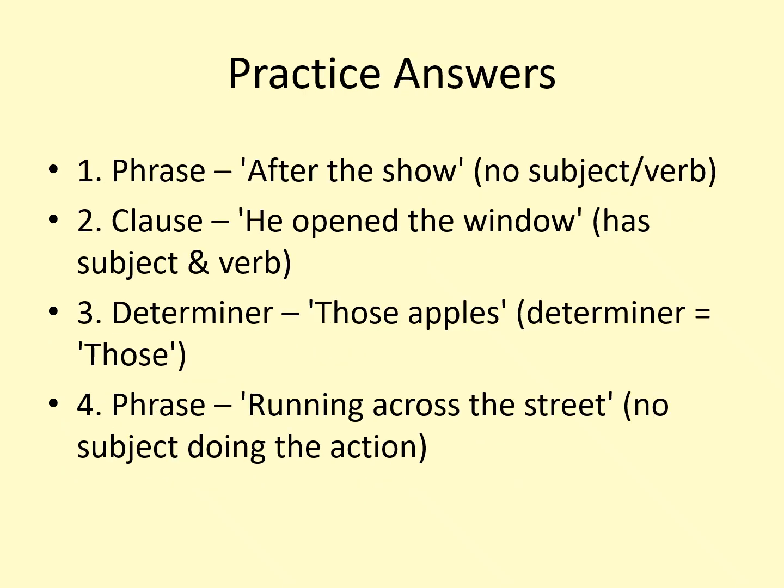Okay, so here are the practice answers. So number 1 was a phrase, after the show. Number 2 is a clause. He opened the window, because it has a subject and a verb. Number 3 is a determiner, so those apples, the determiner is those. And number 4 is a phrase, running across the street. So no subject doing the action, so we're missing the subject there, which makes that a phrase.